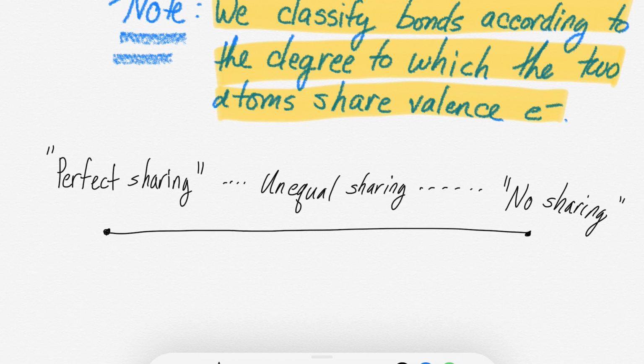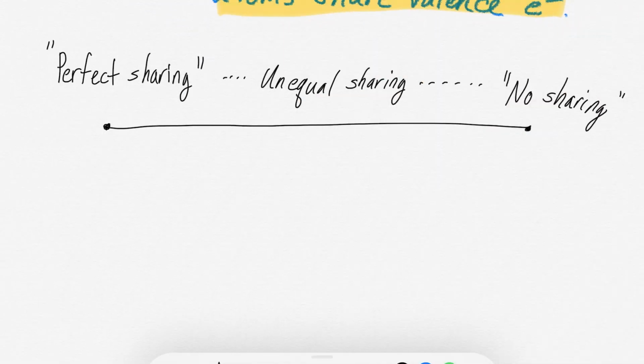Every bond, with the exception of metallic bonding, all bonds that we're going to be talking about can be thought of in this way, as these two ends of the spectrum: perfect sharing, no sharing, and then you've got everything in between. So let's talk about no sharing for just a minute. A great example of no sharing would be the formation of sodium chloride from its elements.